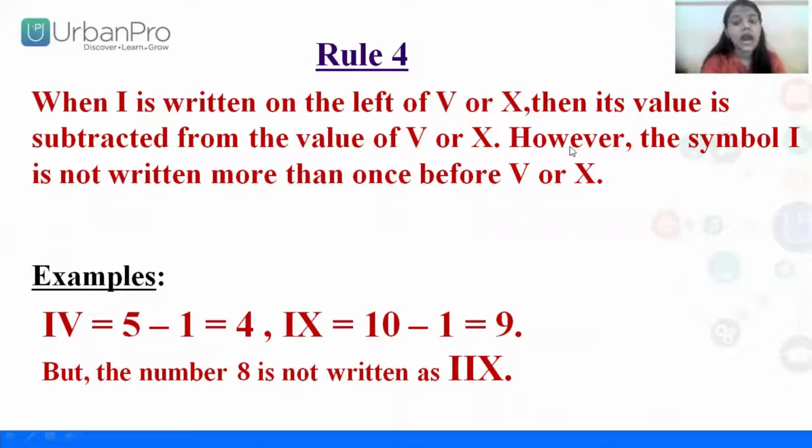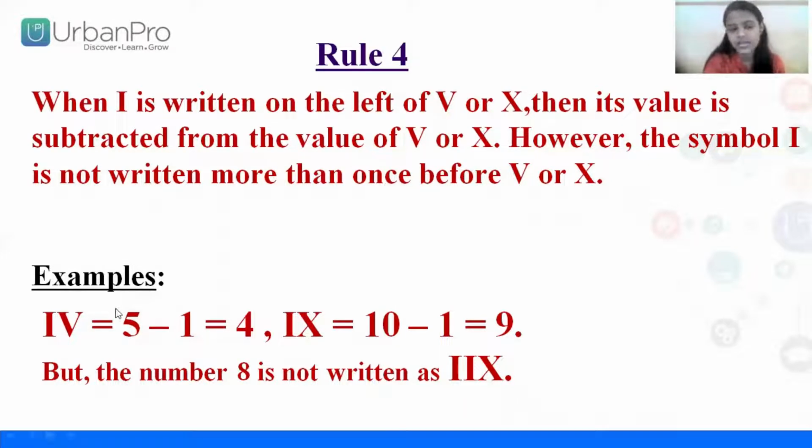Okay. So see, however, listen here carefully. The symbol I is not written more than once before V or X. So before V or X, we can write the symbol I only once. Okay, not more than once. Like we saw in rule 1, the symbol I can be written 2 or 3 times, but that is only on the right side, just I, 2 I's and 3 I's. But if we write the symbol I before V or X, we have to write it only once. We should not write it twice, and it is not possible.